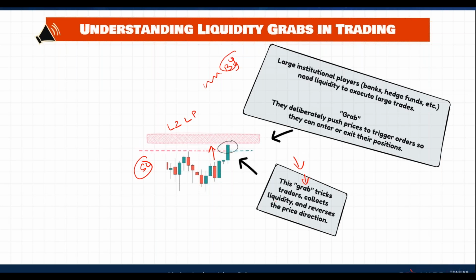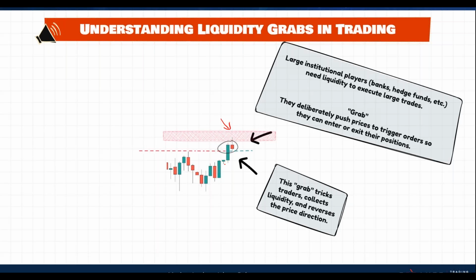The LG, these liquidity guys, collect the liquidity and reverse the price direction. Once they hit this zone, they collect their liquidity and reverse the market. See what happens in this scenario. They move the market towards the upside, they grab the liquidity from here, and now what we can expect is that they can move the market towards the downside. Keep this in mind. Now let's see what happens.